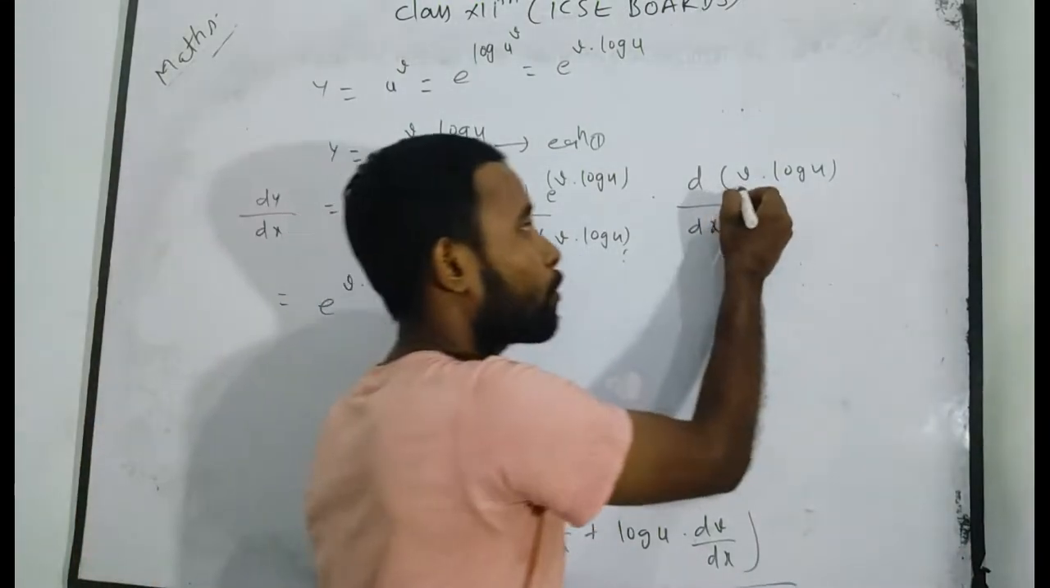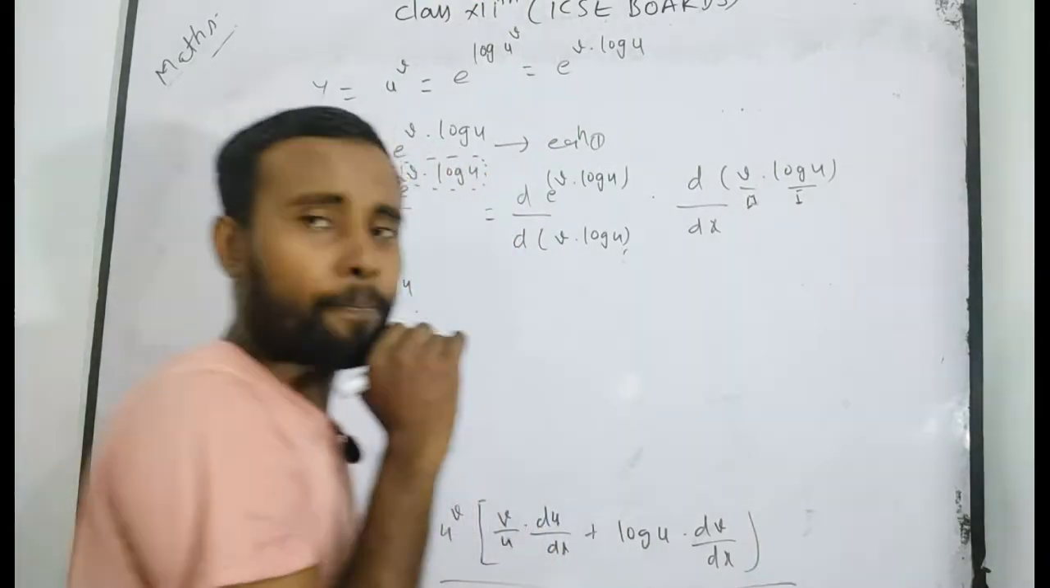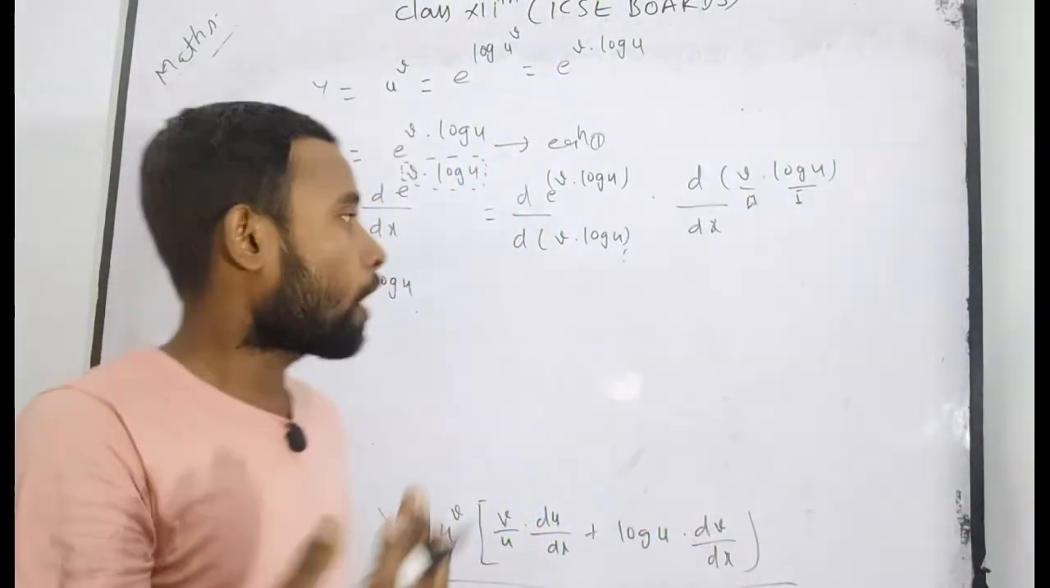Now you have to differentiate the product of two functions. This is your first function, and this is your second function. Now this is a product of two functions, so you have to apply the simple product rule of derivatives.